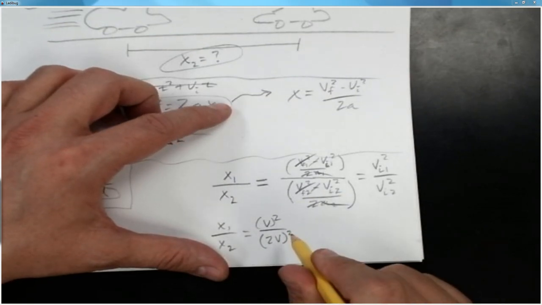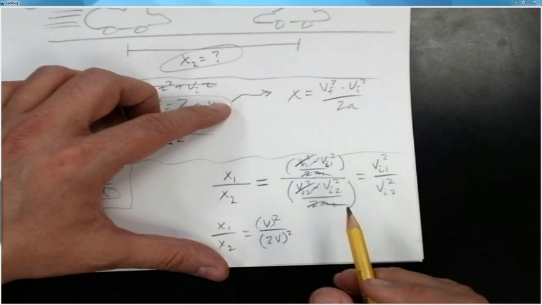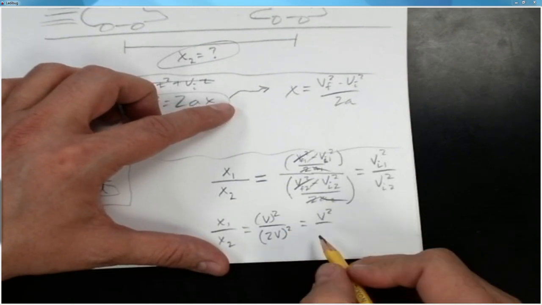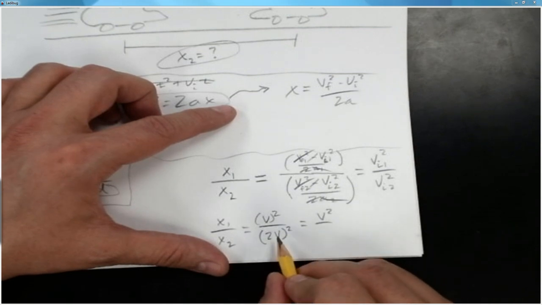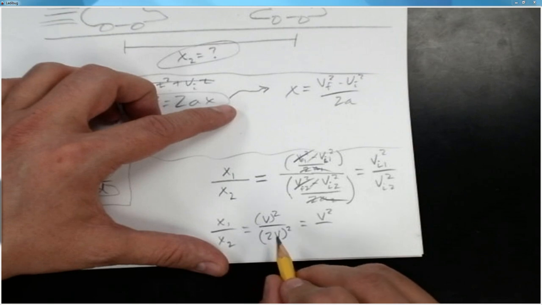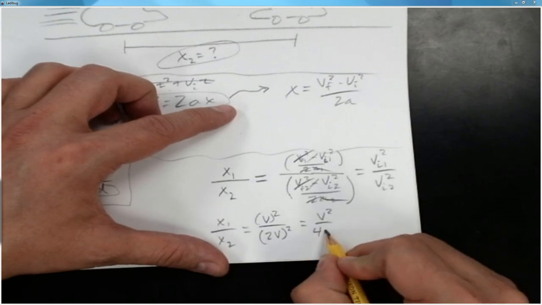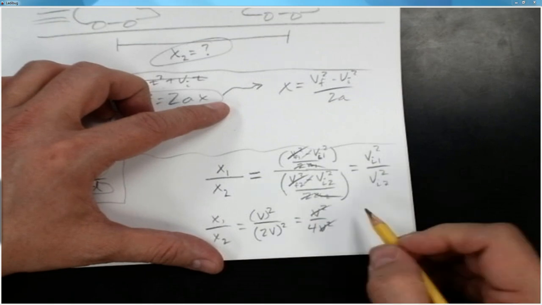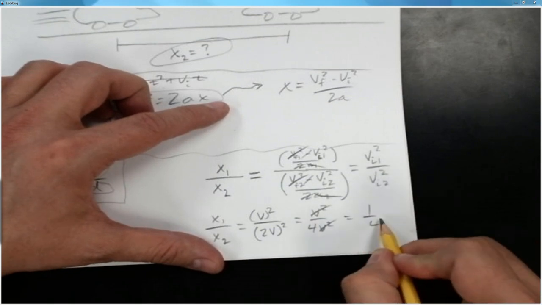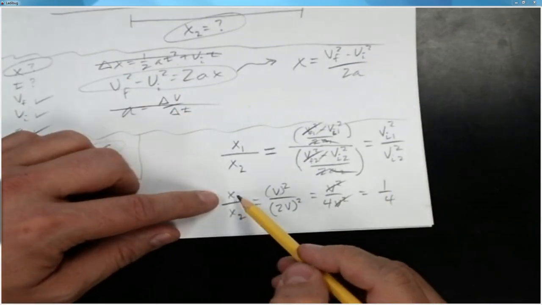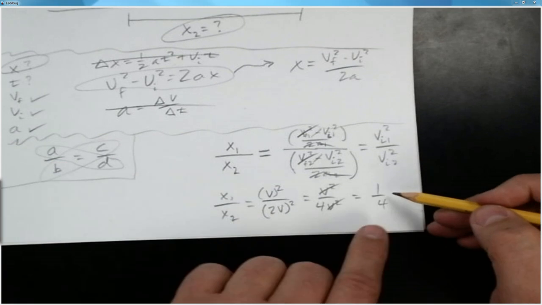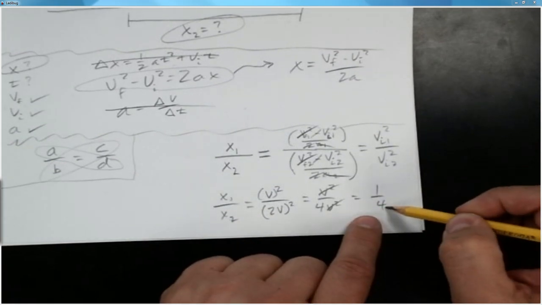The parentheses is super duper important because it tells you what you can square and what you can't. So this is going to be V squared over, now it's not 2V squared. The 2 gets squared too because you're multiplying 2V times 2V, so it's going to be 4V squared. Now I have a V squared in the top and bottom, so they're going to cancel out, and I'm going to be left with 1 over 4. So x1 is compared to x2 exactly the same way that 1 is compared to 4.